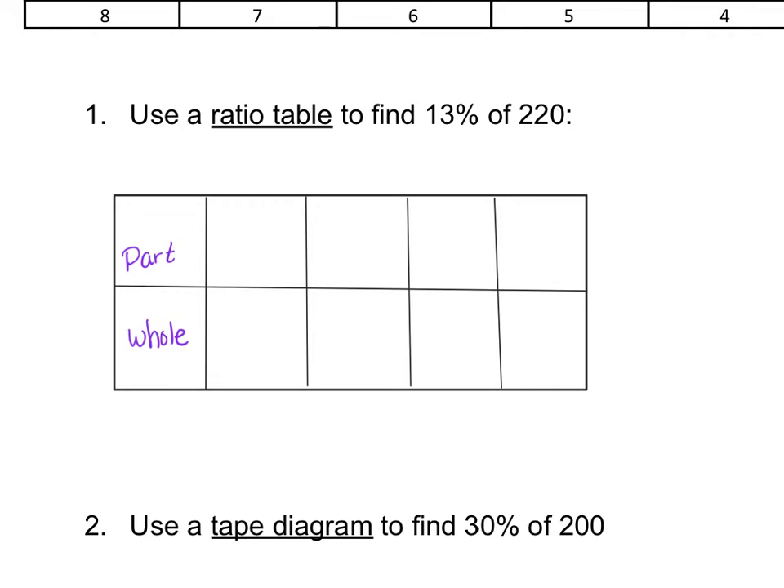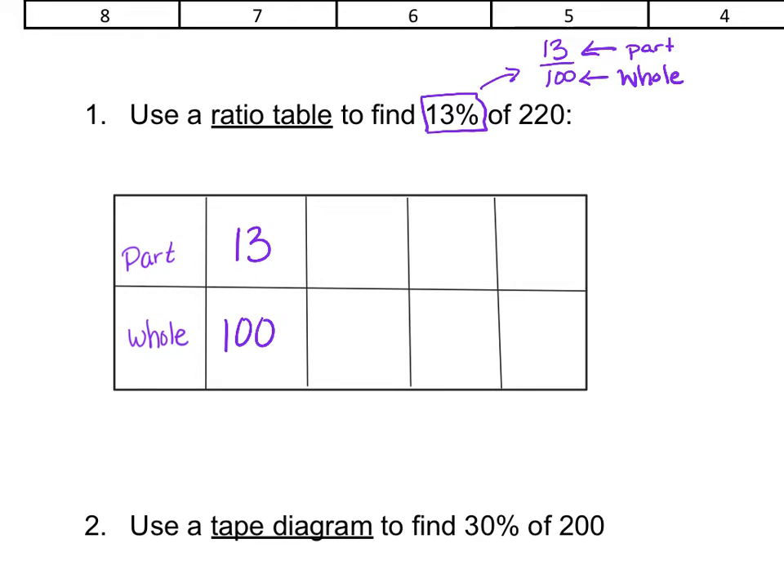So what I want to do is figure out what my part and whole are out of the 13%. Well, I know 13% is 13 out of 100. Every percent is out of 100. So my part is my 13. And 220, I want my 220 to be my whole. So I put 220 there.